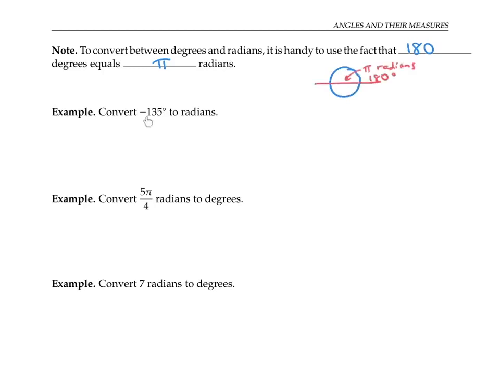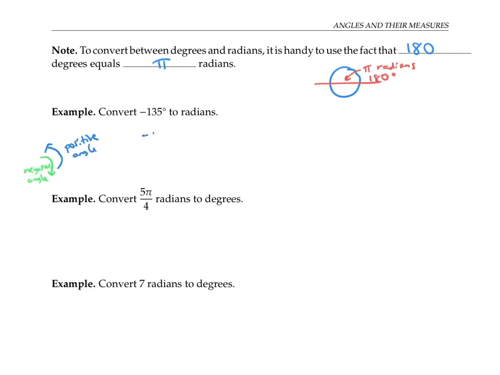Let's convert negative 135 degrees to radians. Now you might be wondering, what does a negative angle even mean? Well, by convention, if we go in the counterclockwise direction, that's considered a positive angle. And if we go in the clockwise direction, that's considered a negative angle.